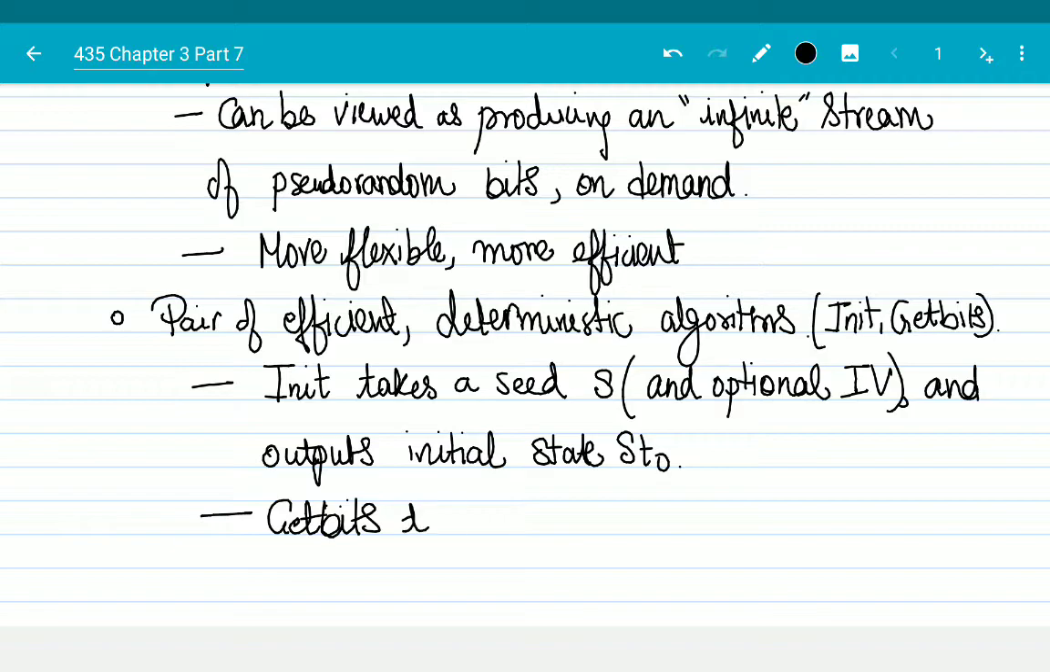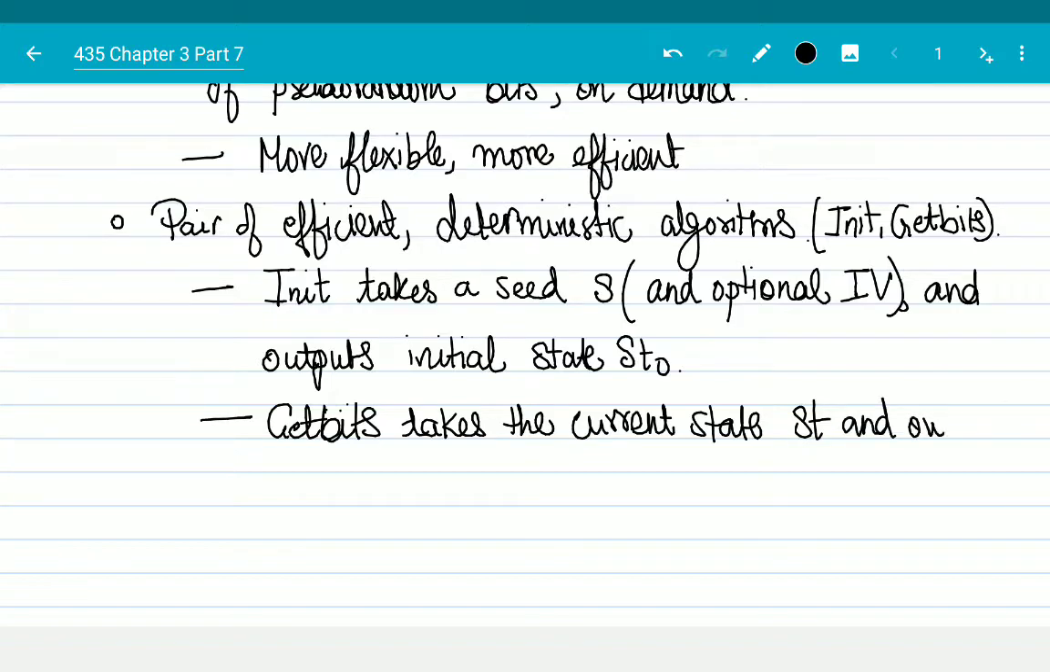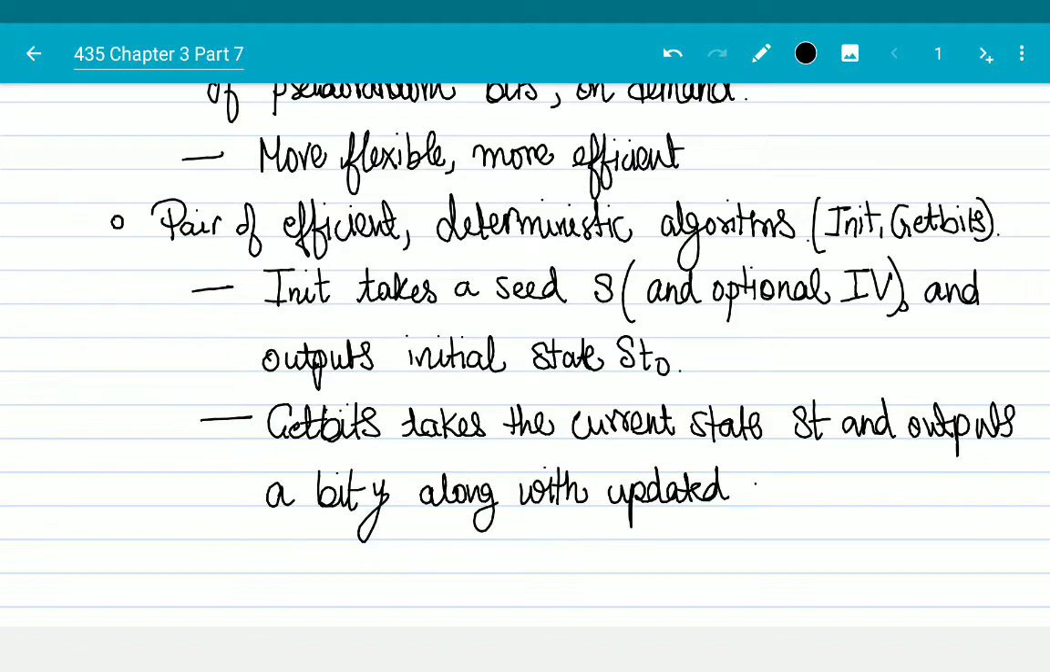Get bits takes the current state, st, right? Which, if you're in the initial, it's st0, but it might be stn, whatever state it is, and outputs a bit y along with updated state st prime. Okay, so that the state has now changed.